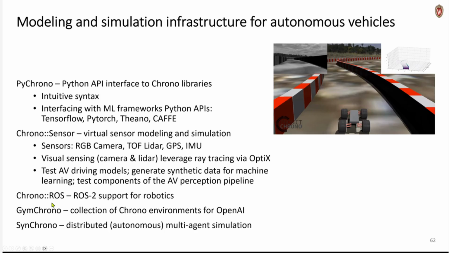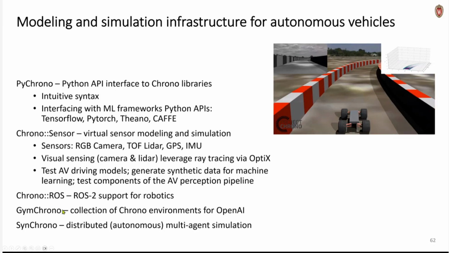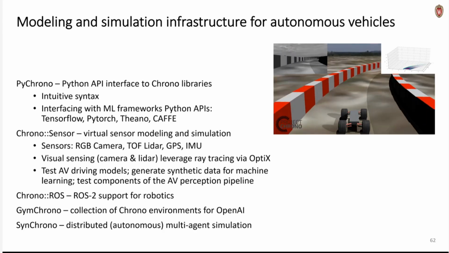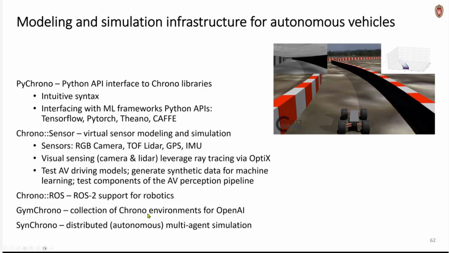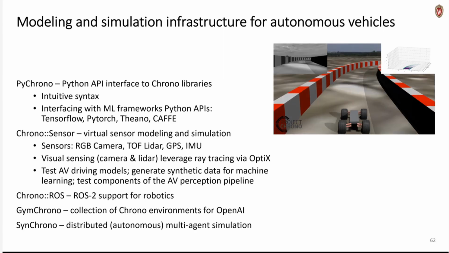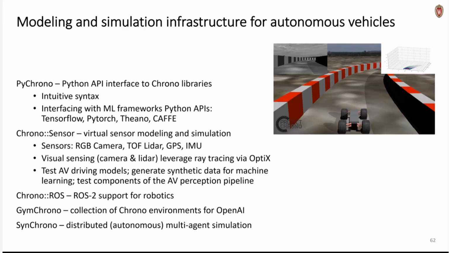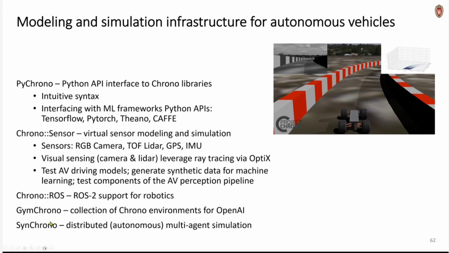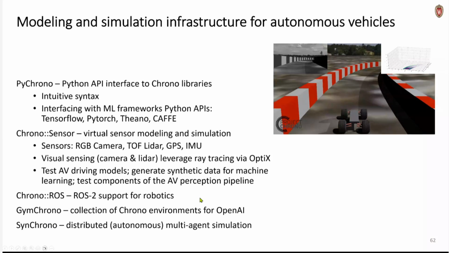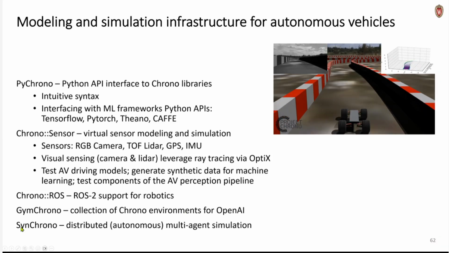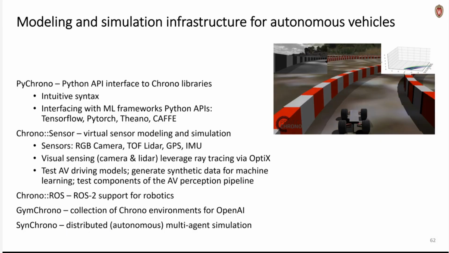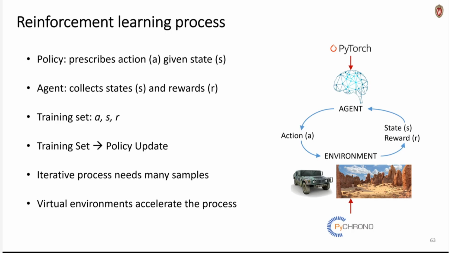So this module, then the ROS framework in Chrono. Some of you are familiar with Gym. We have a set of environments modeled in Chrono that allow you, like this course here and the city intersection and things like that. And then if you have multiple vehicles and you want to have them all to be autonomous and simulate at the same time, you can use this SynChrono module in Chrono that allows this distributed simulation of agents that I mentioned. And here is an example of reinforcement learning.